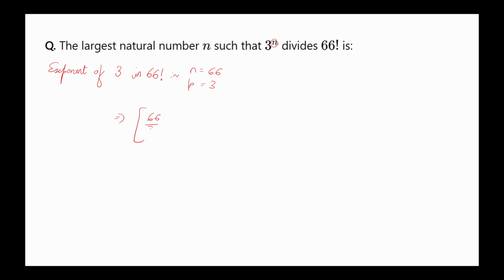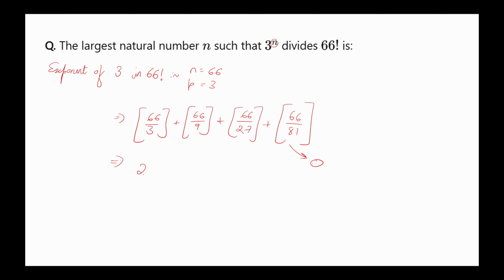This would become 66 by 3 plus 66 by 9, since 3 square is 9, plus 66 by p cube, which is 27, plus 66 by 3 to the power 4, which is 81. So here we stop, since the denominator is greater than the numerator, this would simply become 0. From here we get 22 plus 7 plus 2 point something for 27, so our greatest integer function would become 2. So from here what do we get? 31 as our answer. So 31 is the value of n.